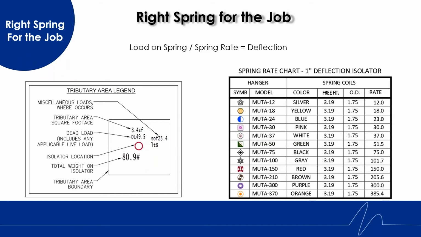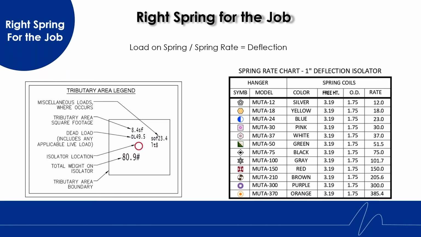Here we have the equation of load on spring divided by spring rate equals deflection. So if I were to take the 80.9 and divide by, let's say, the 101.7 spring rate of the Muta 100 gray, we would develop a deflection of 0.79.